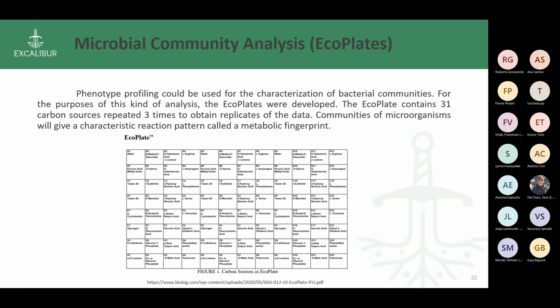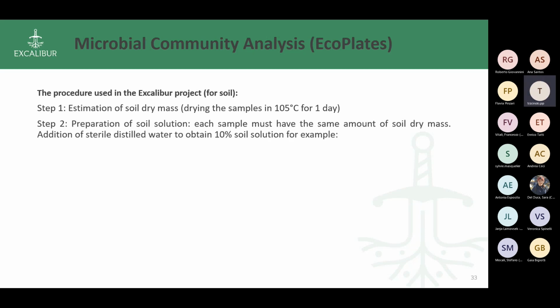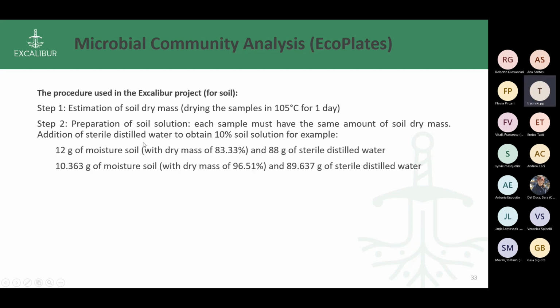In the Excalibur project, we use one procedure for phenotyping. At the first step, we have to estimate the soil dry mass. Why is this important? Because soil from one part of the field could have more water than another.